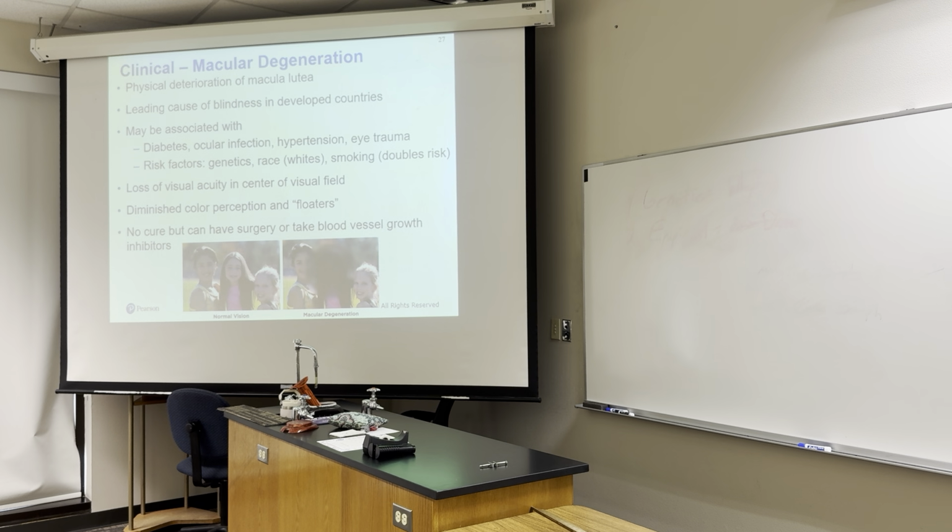Macular degeneration, very what? This is the reason for blindness, right? Physical deterioration of the macula lutea, the leading cause of blindness in developed countries, may be associated with diabetes, ocular infection, hypertension, eye trauma. Risk factors are genetics, race, smoking, and loss of visual acuity in the center of the visual field, diminished color perception, and floaters. No cure, but can have surgery or take blood vessel growth inhibitor.